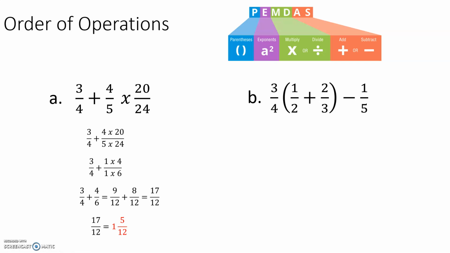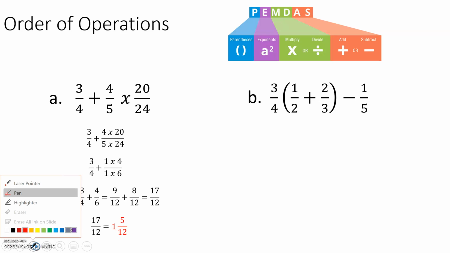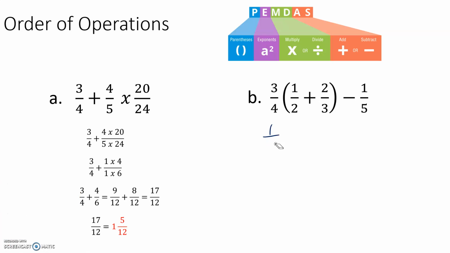All right, B. The first thing, this time I do have parentheses, so I need to take care of the parentheses first. So I have 1/2 plus 2/3. Now I got to get my denominators the same, so that's 3/6 plus 4/6. That's going to give me 7/6. I don't want to convert that into a proper fraction yet. I'm going to finish out the problem.